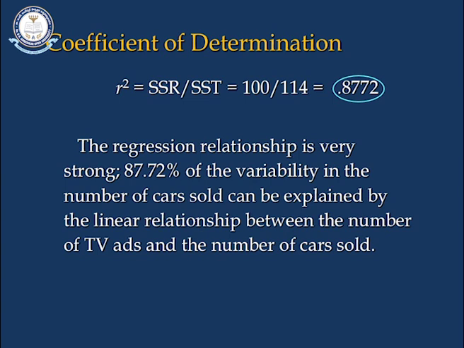So the coefficient of determination is R square equals SSR divided by SST. You know what is SSR and SST. I'm sure that you have learned it. And if you start computing and putting your values in the equation, then you will get R square as 0.8772, which is a great regression equation. So the regression relationship is very strong.